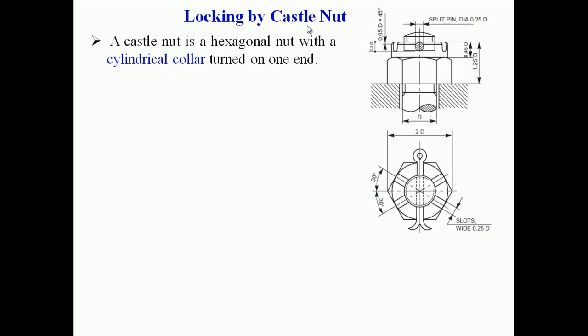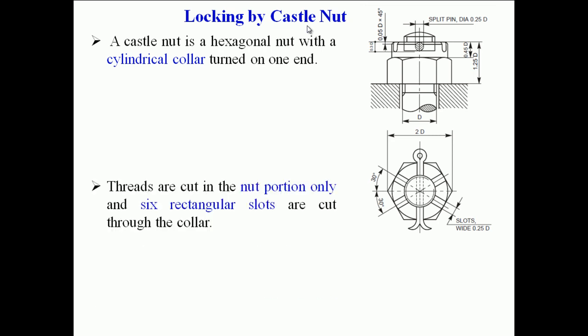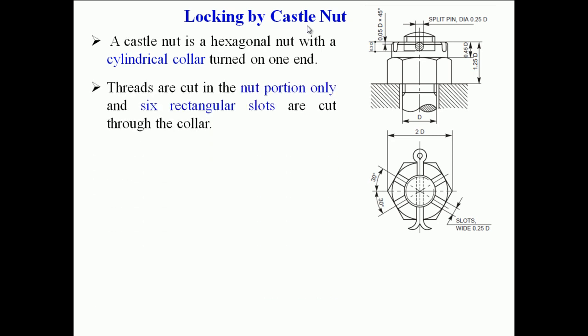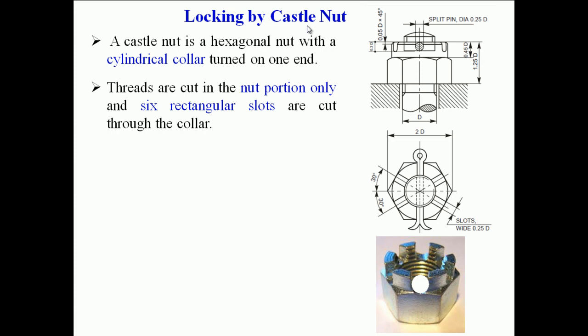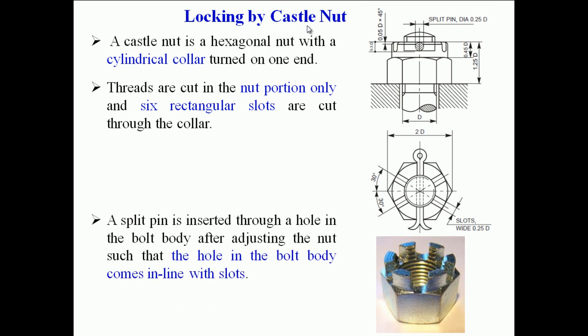So locking by castle nut. A castle nut is a hexagonal nut with a cylindrical collar turned on one end. So this is a schematic diagram, the front and top views. Threads are cut in the nut portion only, and 6 rectangular slots are cut through the collar. So this is the actual photograph.